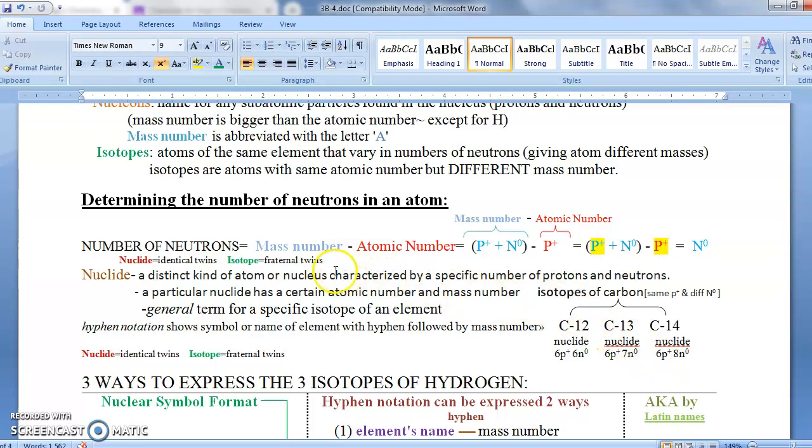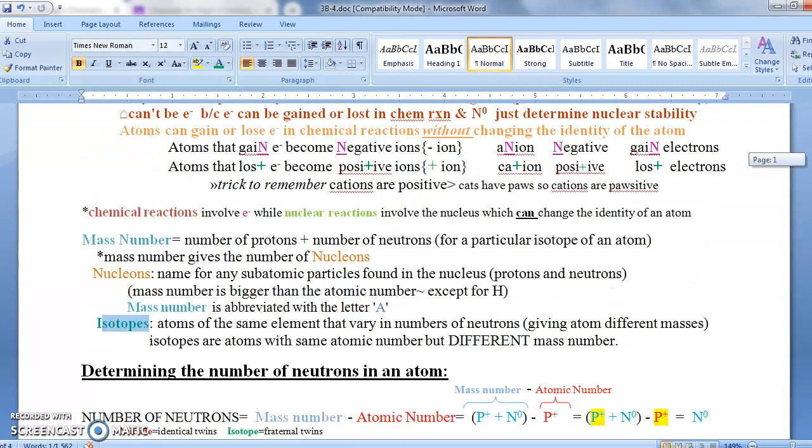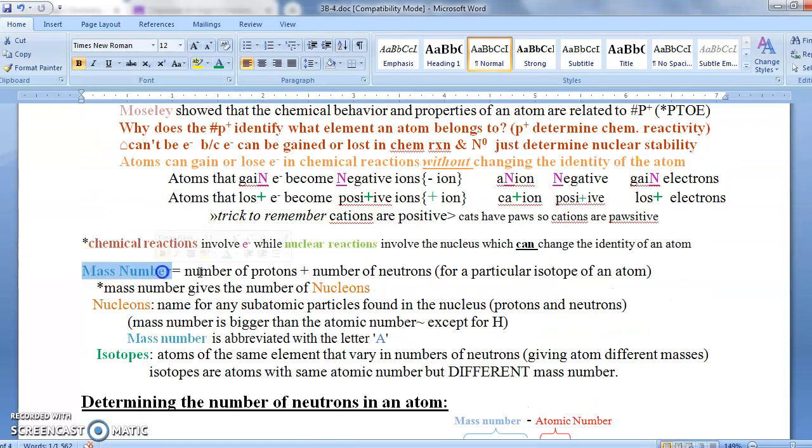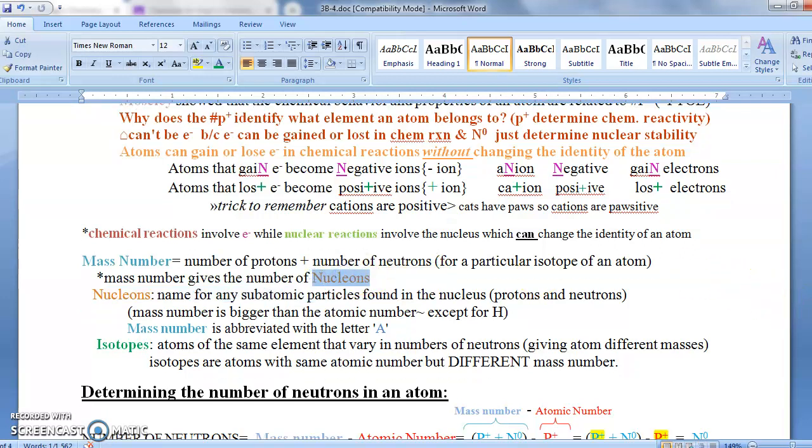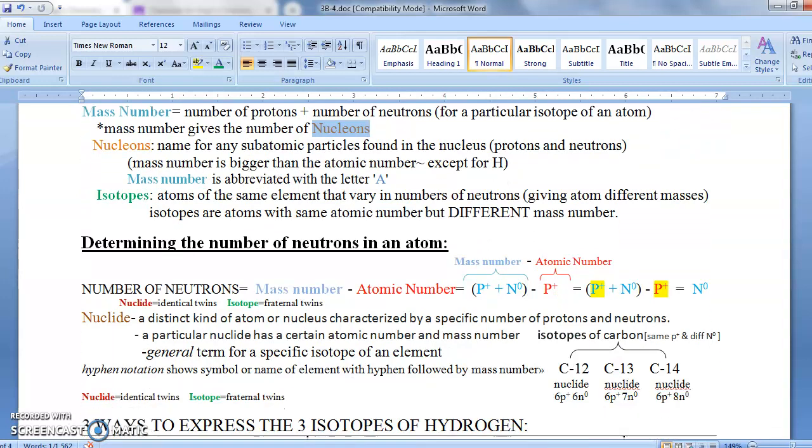Isotopes are atoms of the same element that vary in number of neutrons. In other words, they have the same atomic number but different mass number. What do we mean by the word mass number? Mass number is the number of protons plus the number of neutrons. In other words, mass number tells us how many nucleons an atom has. Nucleons are the particles in the nucleus.